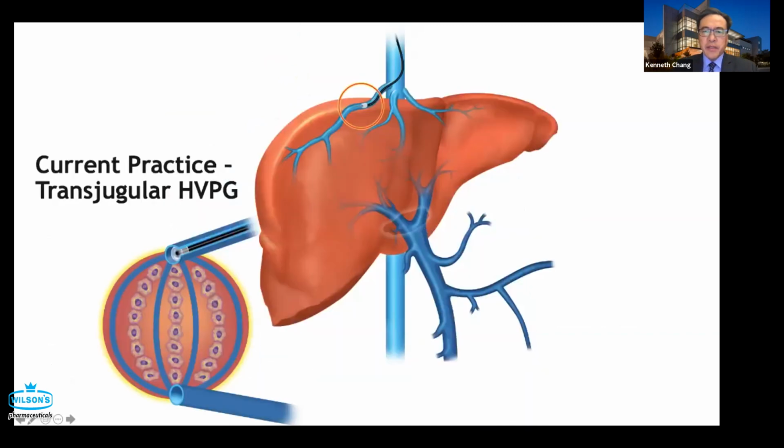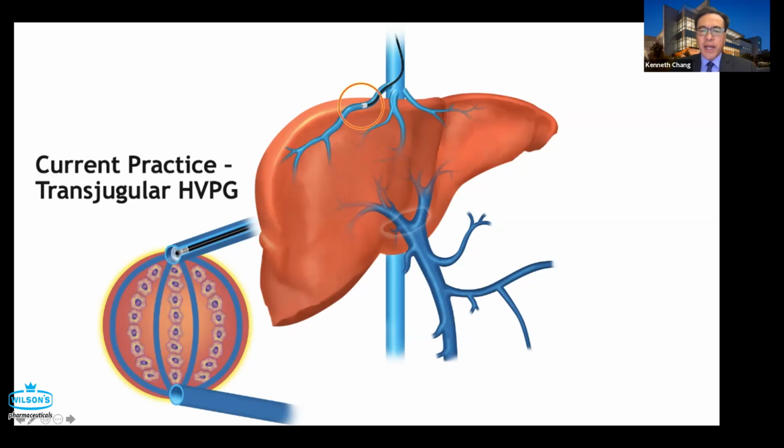Once the catheter is in the right hepatic vein, the interventional radiologist will assess and record the intravascular pressure. We call that the free hepatic vein pressure. Then the catheter balloon is inflated, and the catheter is now wedged in the vessel.